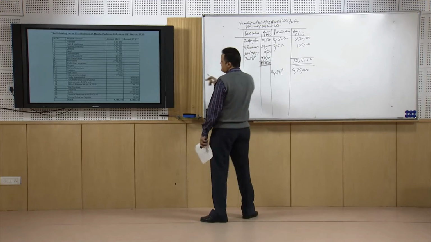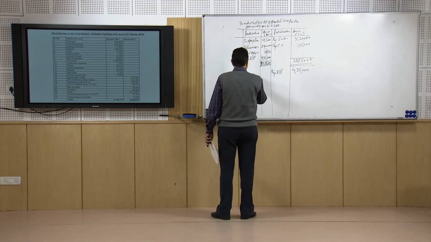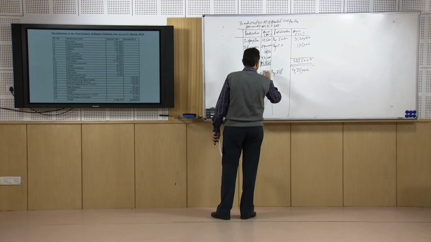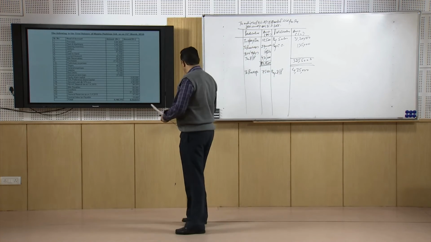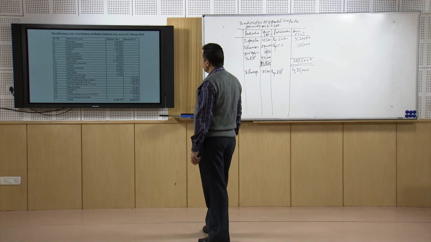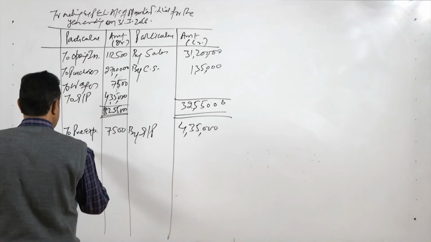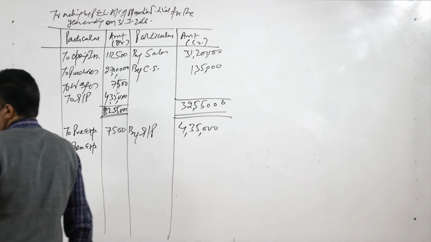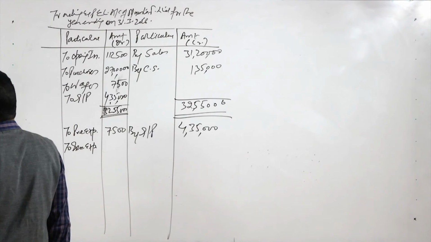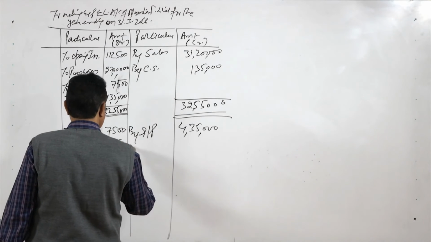The first item will be, so you will start from this only, and you can keep on ticking those which we have taken, so that we do not take them again. So it is to preliminary expenses, and that amount is 7,500. Then we will be taking the other items: preliminary expenses 7,500, wages we have already taken, and now we have to take the general expenses, that is to general expenses. When we take the general expenses here, it is 10,252. 10,252 is the general expense.